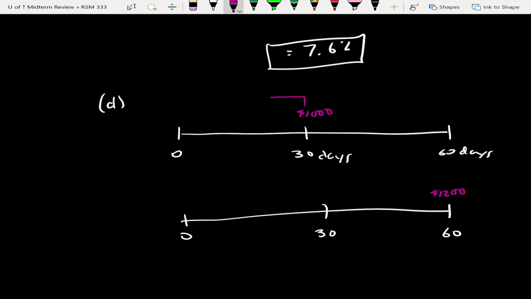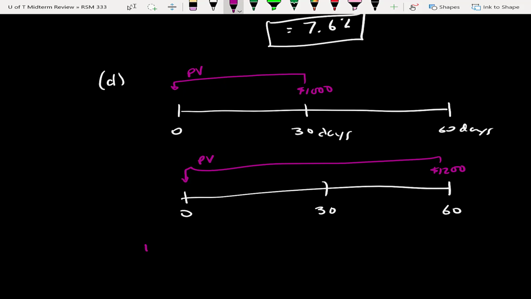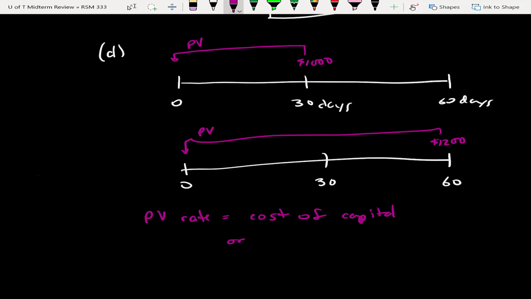What you'd want to do is take the present value of both. Whichever has a lower present value is the one that's better. And what's the rate that you would use for a discount? So the PV rate should be your cost of capital. Or alternatively, you could use the line of credit rate.